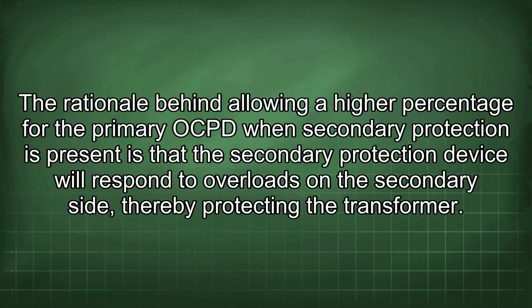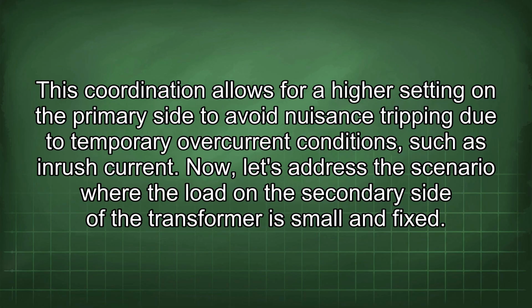The rationale behind allowing a higher percentage for the primary OCPD when secondary protection is present is that the secondary protection device will respond to overloads on the secondary side, thereby protecting the transformer. This coordination allows for a higher setting on the primary side to avoid nuisance tripping due to temporary overcurrent conditions such as inrush current.